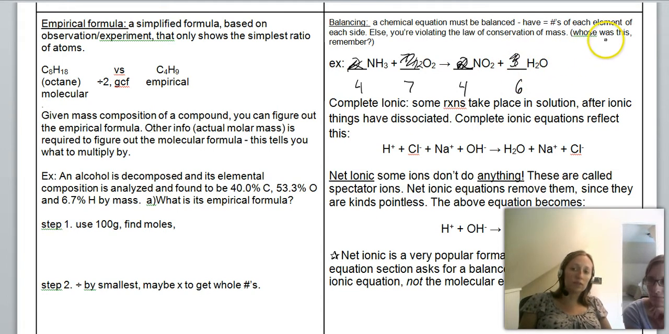The answer is, do you remember who came up with the law of conservation of mass? I don't remember. Oh, you should. I know. I think it was Lavoisier. Let's hope I'm right too.